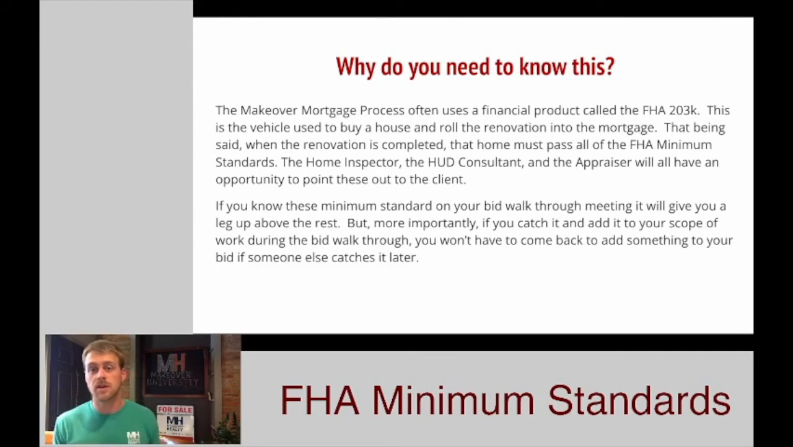It's also just good to know. So when you see something on the scope of work, you may think that maybe that's menial, maybe you don't think that's a huge deal, but in order to pass FHA, using the 203K loan that we're using, those things have to be done, and those things have to be on the bid.